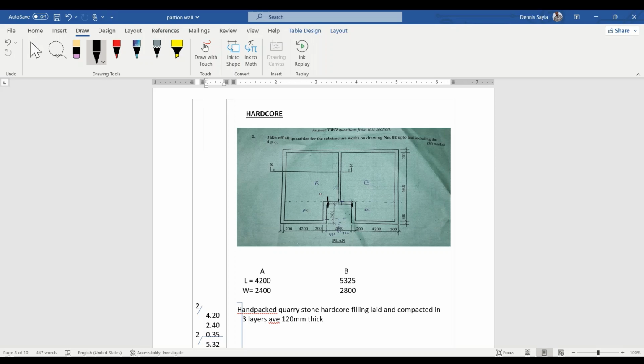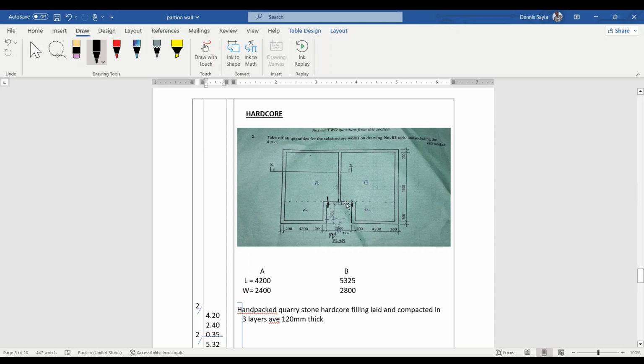It's going to remain 1850. 1850 we divide by 2. This is going to give us 925 this side, and then this side 925. So we have 4400 plus 925, that gives us 5325.